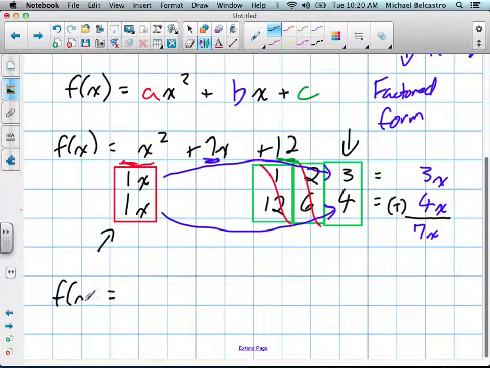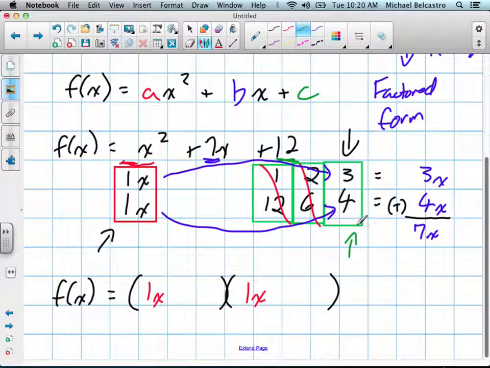So in our factored form, we have two brackets. Okay? The first column, the one we put in red, are the first terms of each bracket. So 1x and 1x. The second column are the second terms in each bracket. Now, they are both positive, okay? And there will be examples where one might be a negative, one might be a positive. We'll get into that later. But in this case, they're both positive.